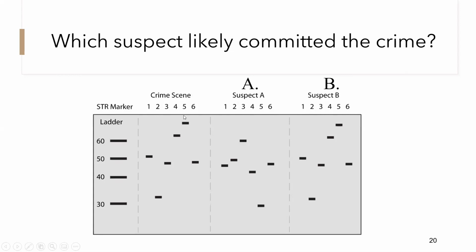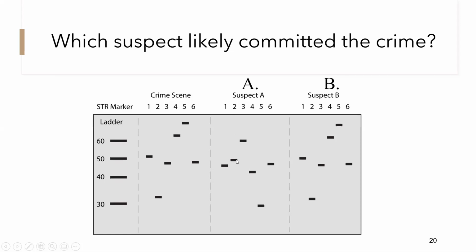All right, so now we're going to compare. So you'll see that if we look at marker 5 goes here, marker 4 is here for the crime scene. And this also matches up with suspect B. For number 3, it kind of looks like suspect B doesn't necessarily match completely. It does match a little, right? But you could also say suspect A's number 3 is up here.